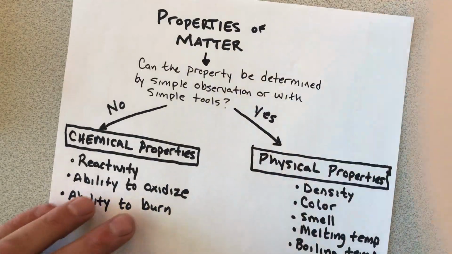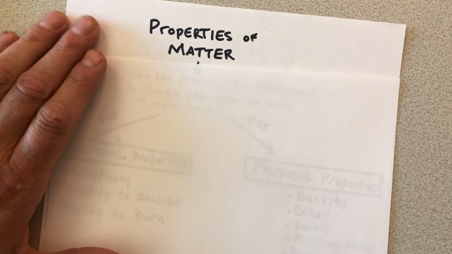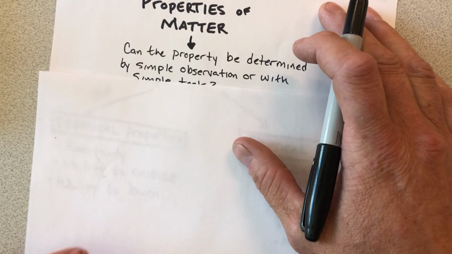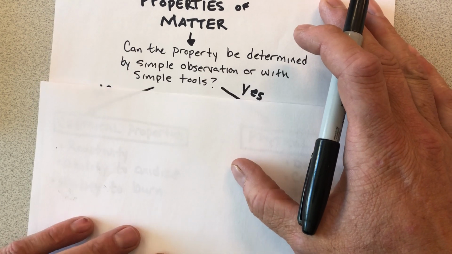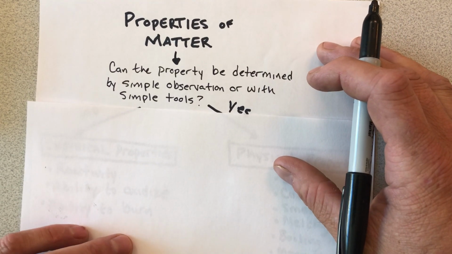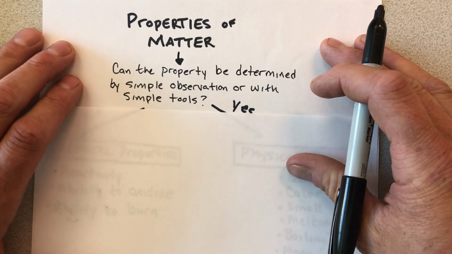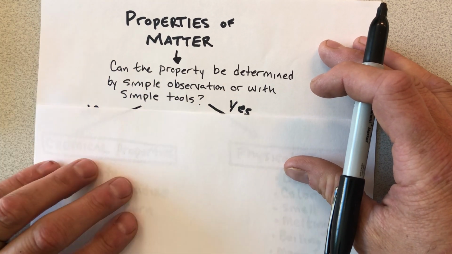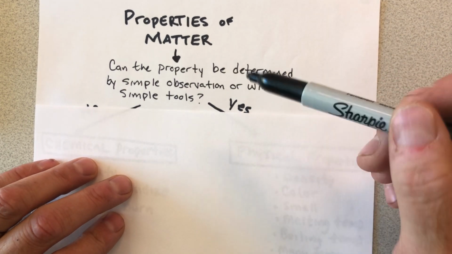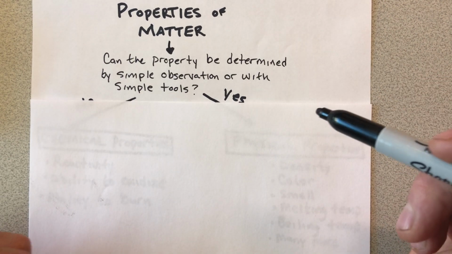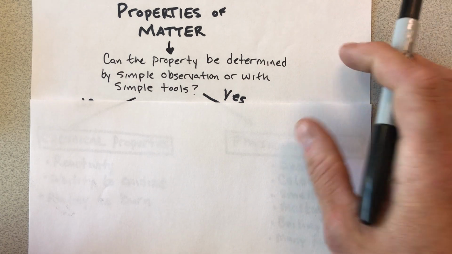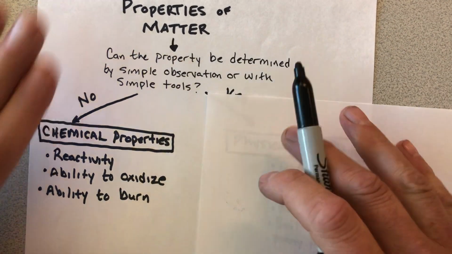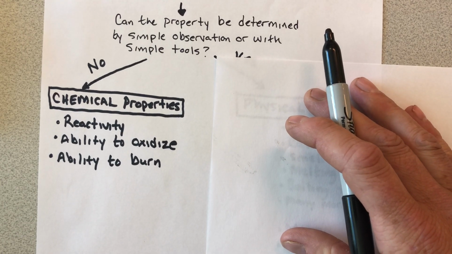Okay, so now in terms of properties of matter, whether we're talking about mixtures or pure substances, we want to talk about the properties. The biggest question to ask when you're determining things to be either chemical or physical properties is asking yourself the question, can that property be determined by just a simple observation or a very simple scientific tool? And if the answer to that question is no, then you're dealing with a chemical property.